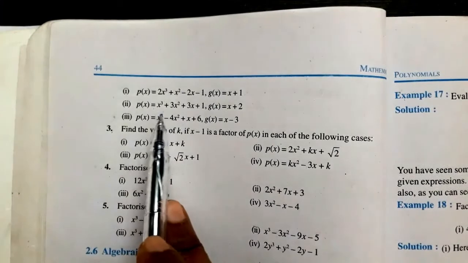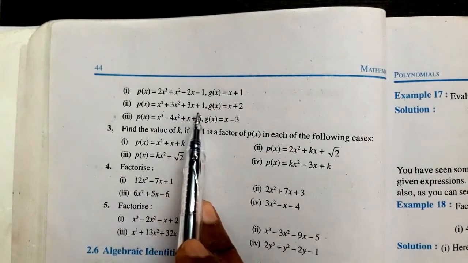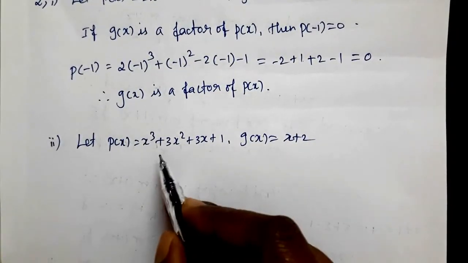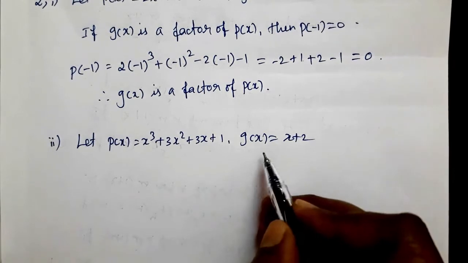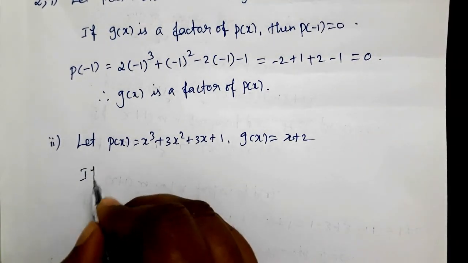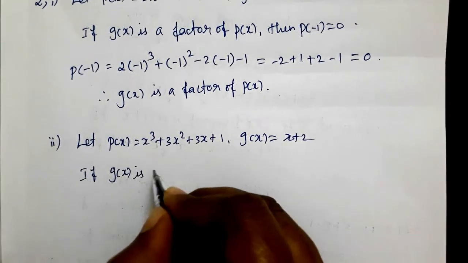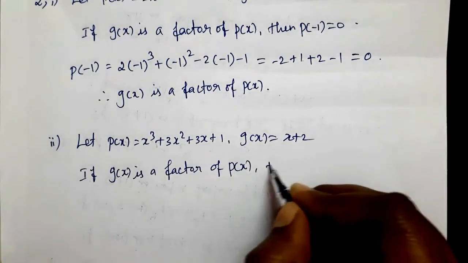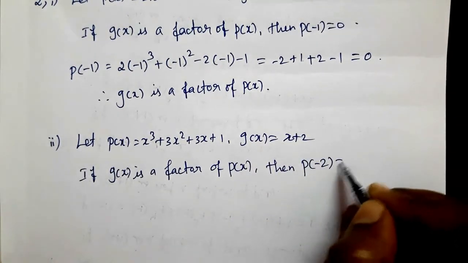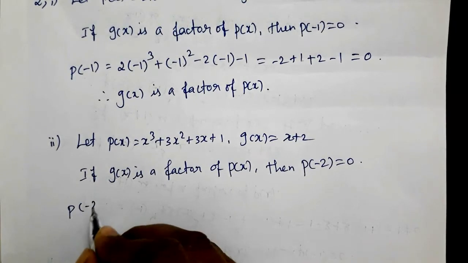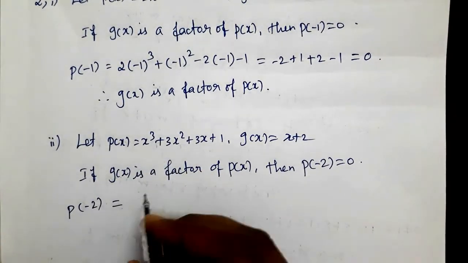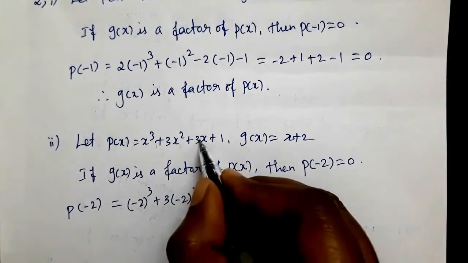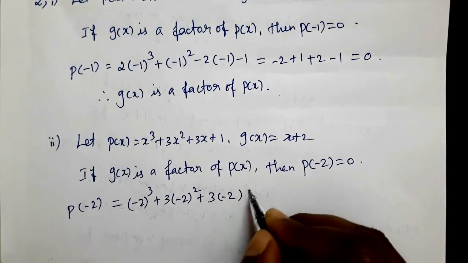Second sub question. Let p of x equal x cube plus 3x square plus 3x plus 1 and g of x equal x plus 2. If g of x is a factor of p of x, then p of minus 2 equals 0. Now we need to find p of minus 2. Here, instead of x, we substitute minus 2. We will get minus 2 raised to the power 3, plus 3 of minus 2 raised to the power 2, plus 3 of minus 2, plus 1.